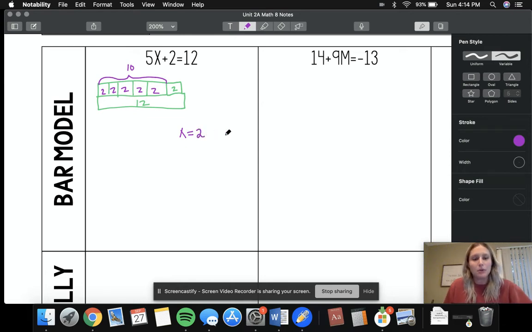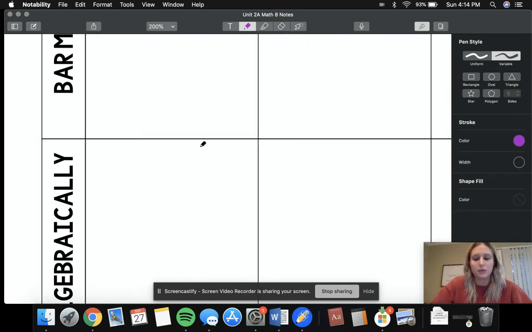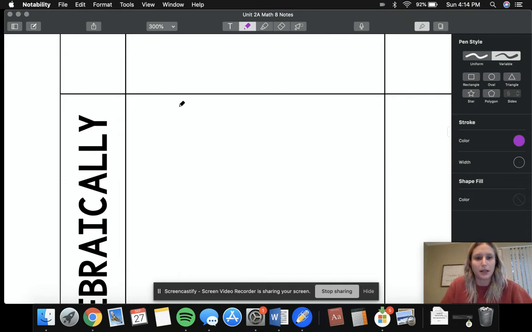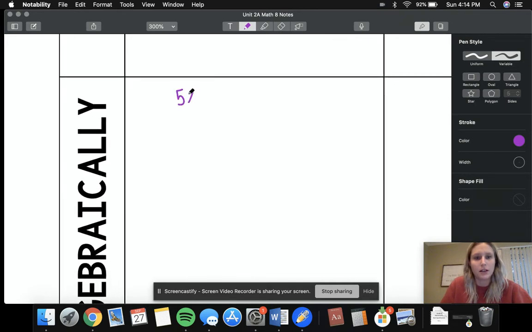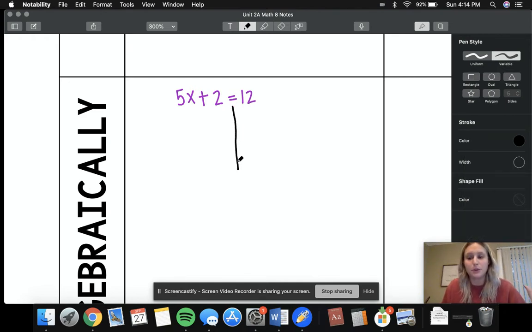Now we will solve this algebraically, something you guys may be used to seeing. First I'm going to write the equation down, 5x plus 2 equal to 12. Our goal is to isolate the variable, isolate x. Personally, I like to draw a line on the equal sign because whatever we do to one side of the equal sign, we have to do on the other side. That just keeps me organized. I also like to know this is what I'm trying to get all by itself.